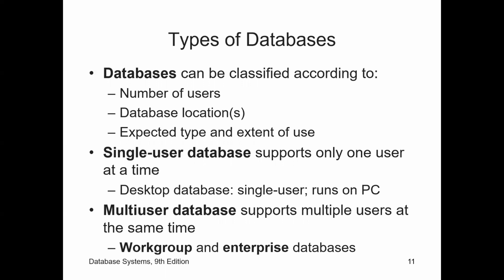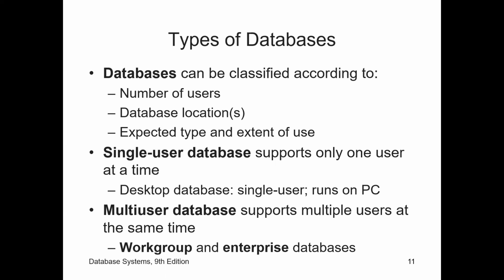A single user database supports only one user at a time. In other words, if user A is using the database, users B and C must wait until user A is done. A single user database that runs on a personal computer is called a desktop database.